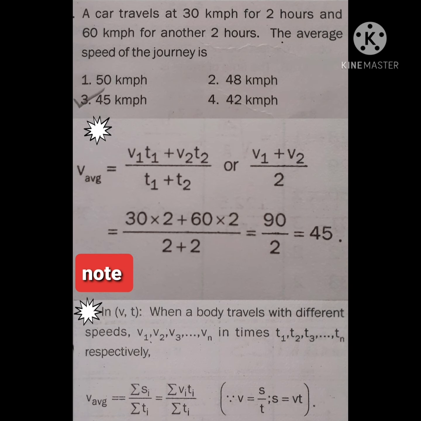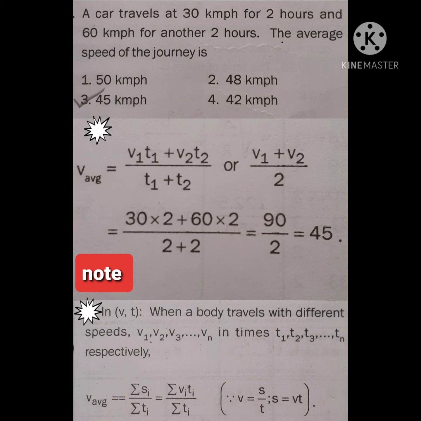Here is one more question. A car travels at 30 kilometers per hour for 2 hours and at 60 kilometers per hour for another 2 hours. The average speed of the journey is what? Here the correct answer is 45 kilometers per hour.